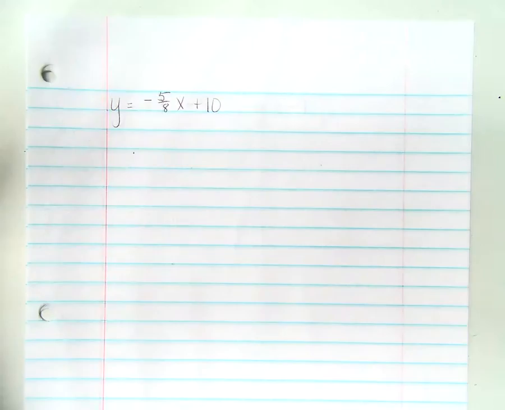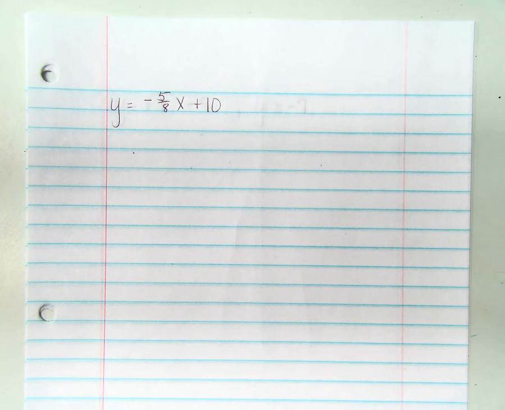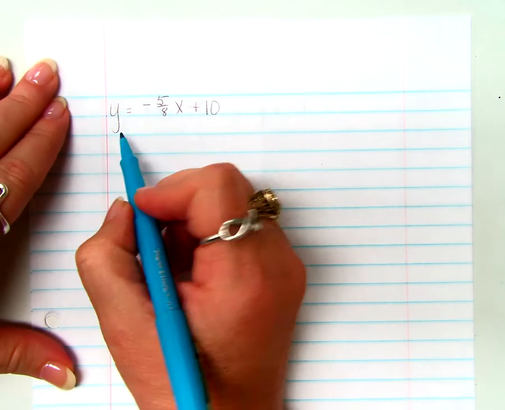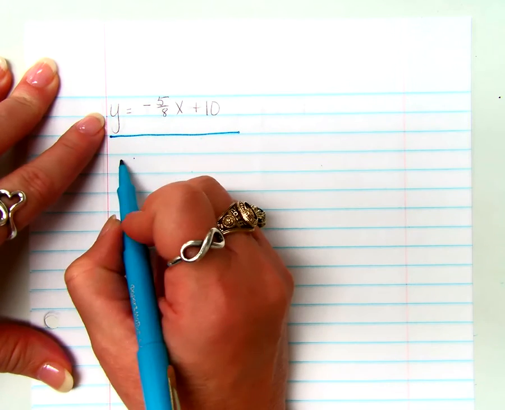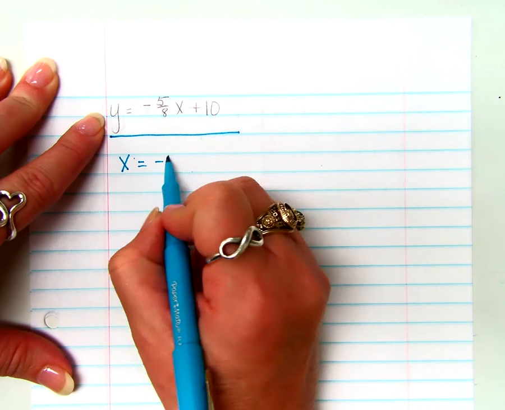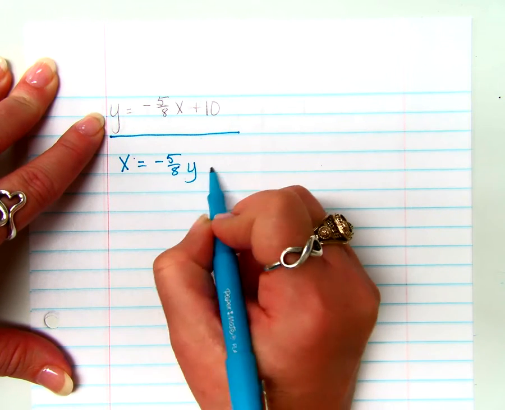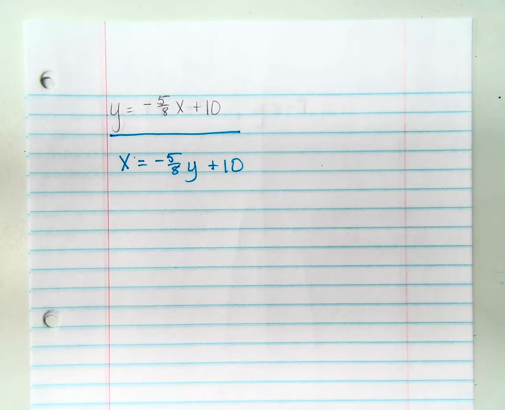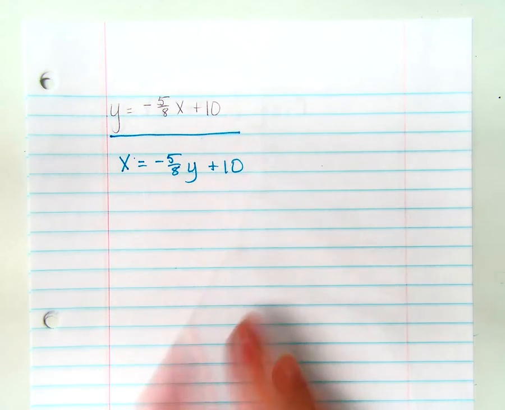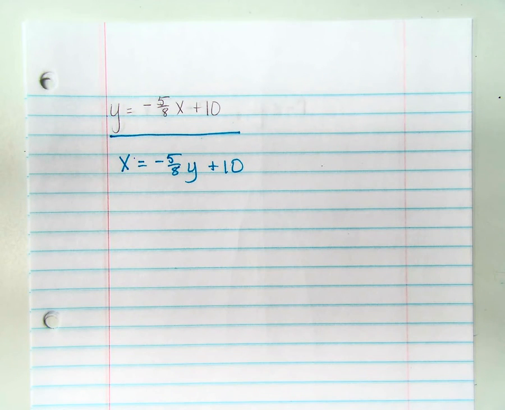Okay, let's do another example. y equals negative 5/8 x plus 10. So the first thing I'm going to do, switch x and y. x equals negative 5/8 y plus 10. Now notice I didn't do anything to the problem except switch x and y. I haven't changed any signs, I haven't moved anything around, I've just switched x and y.